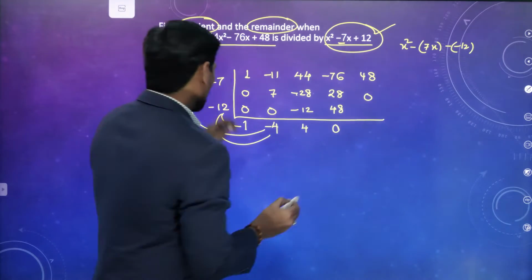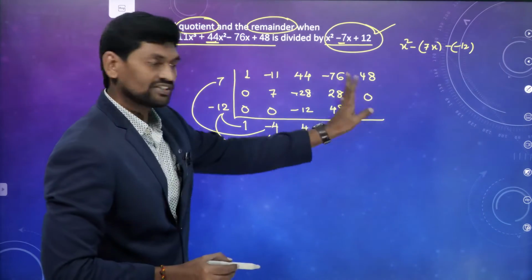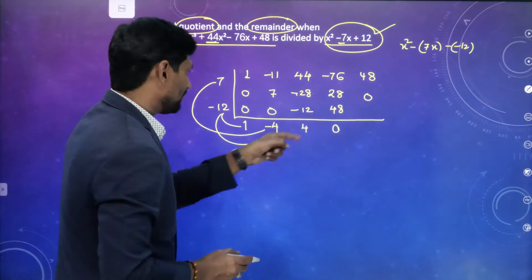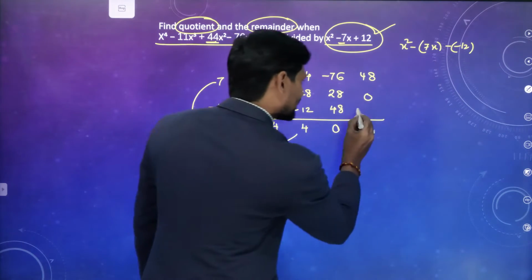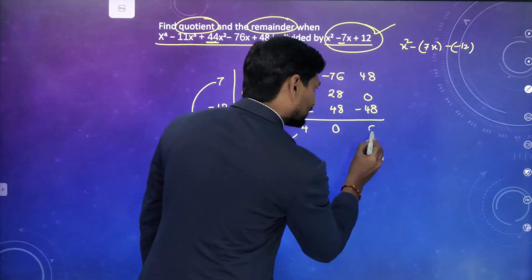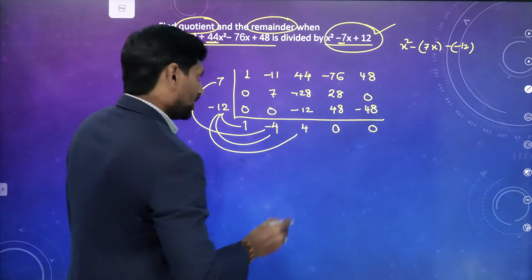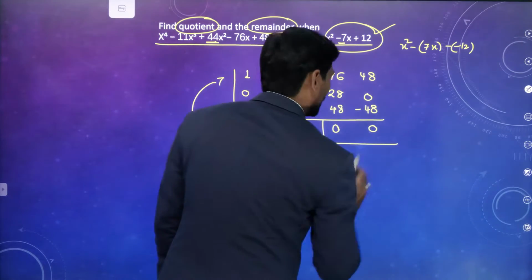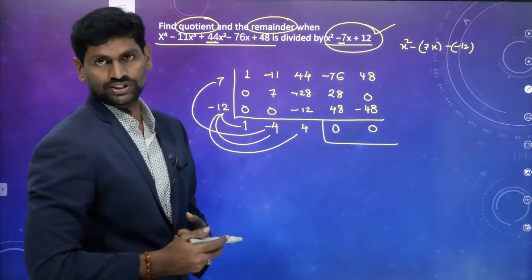Okay. Now 7 into 0 is 0. It is satisfied. Next, minus 12 into the third term. Minus 12 into 4 is minus 48. So plus 48 minus 48 becomes 0. Right. Now these two are remainders, and this is the quotient.